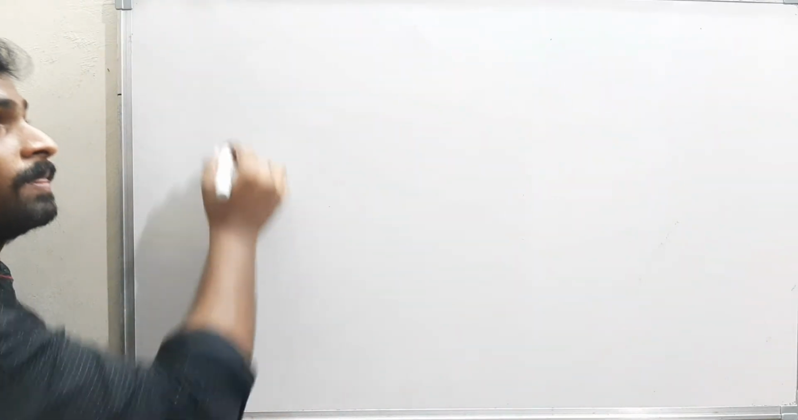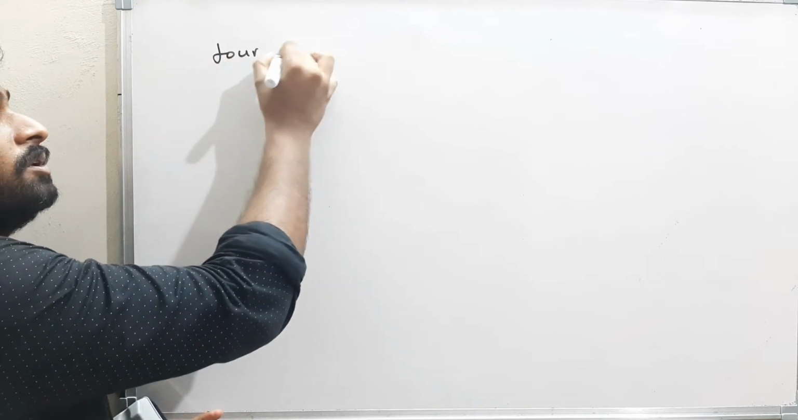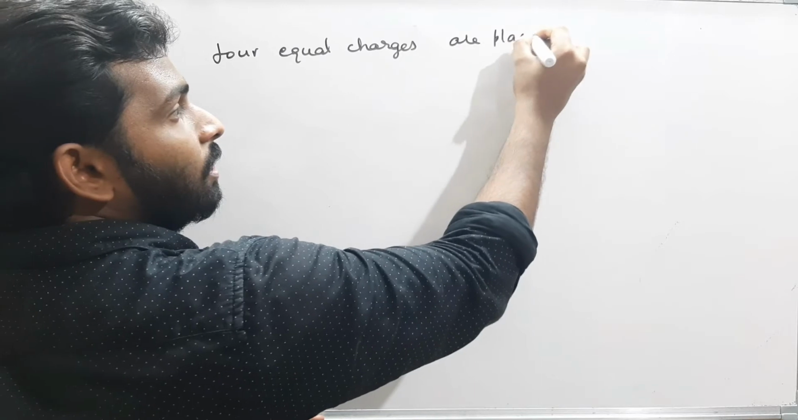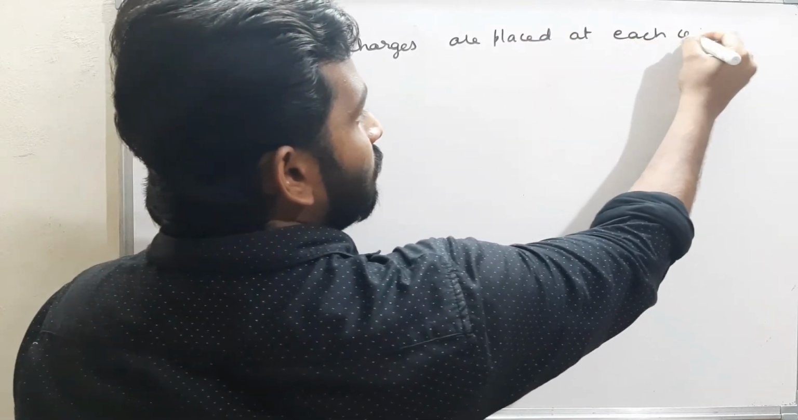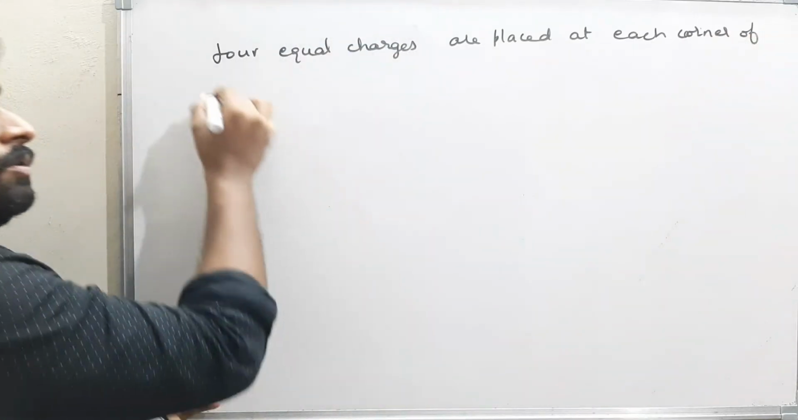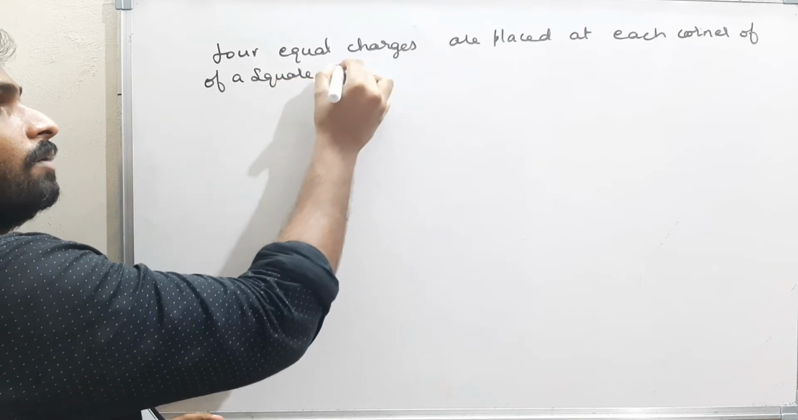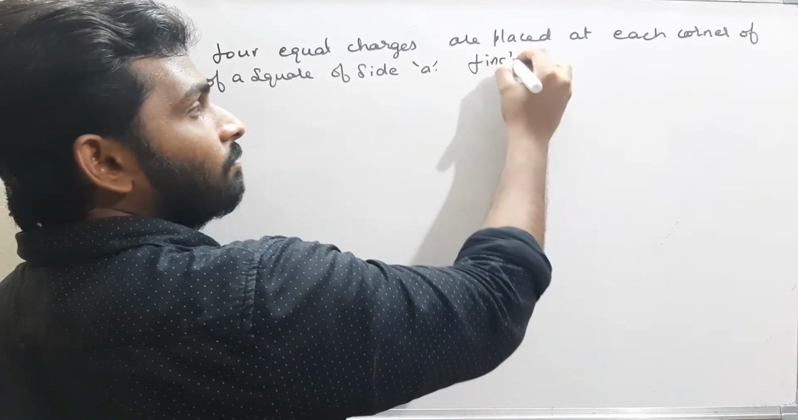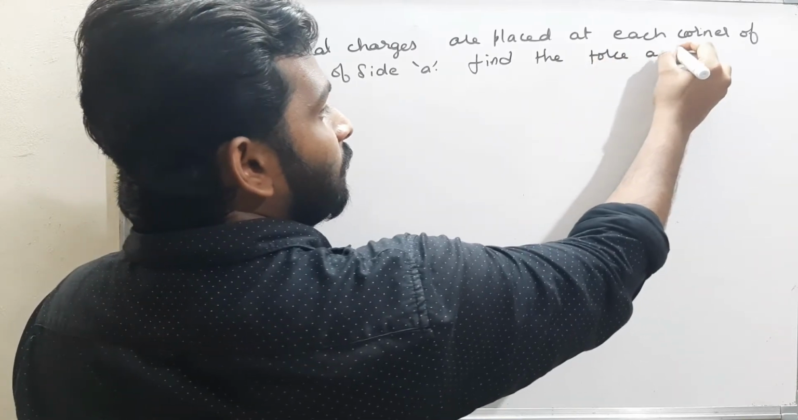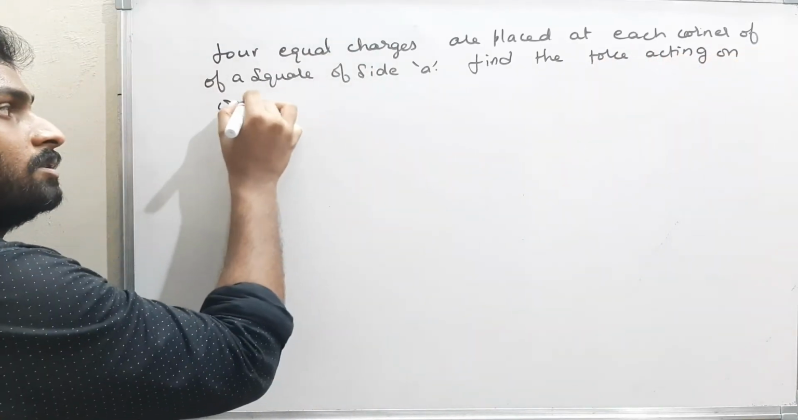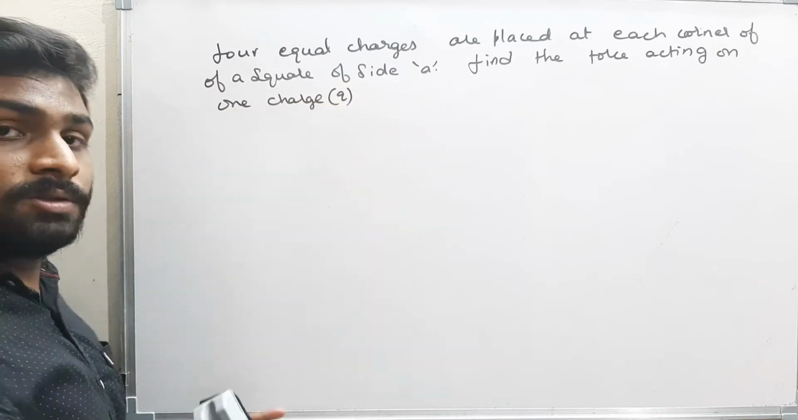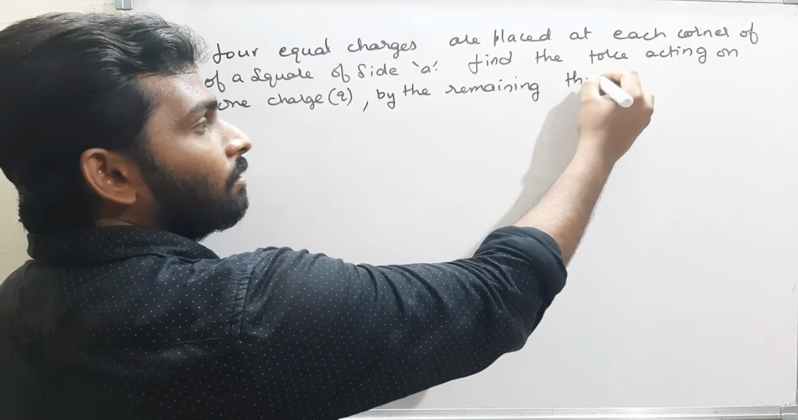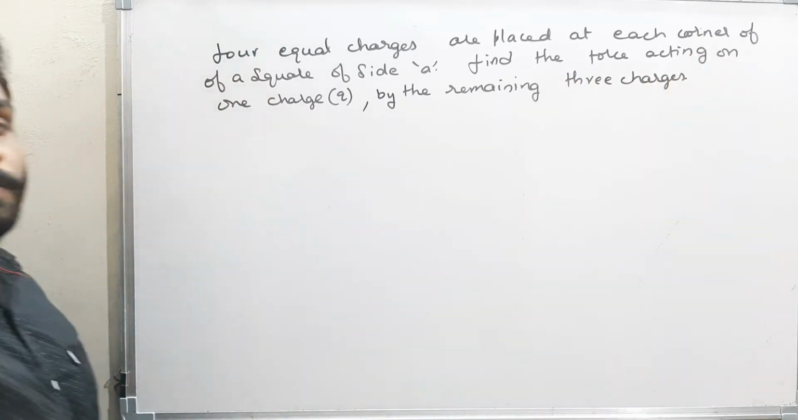Okay, now let's see one more problem. 4 equal charges are placed at each corner of a square of side A. Now find the force acting on one charge Q by the remaining charges. By the remaining 3 charges.